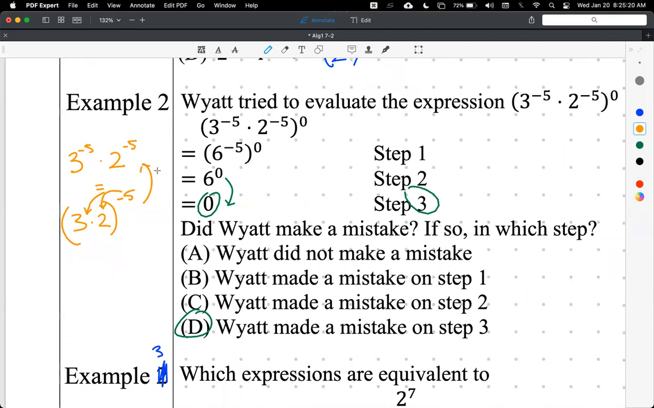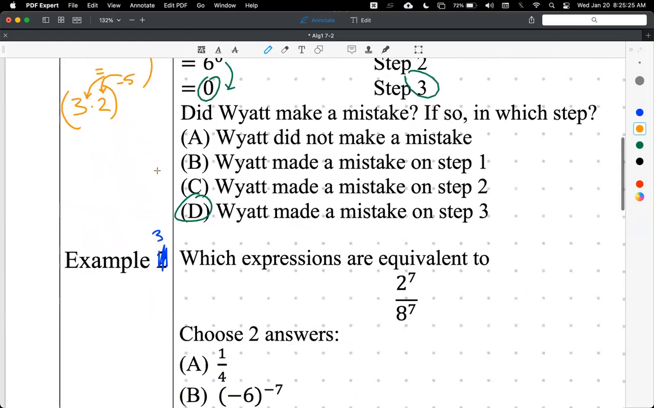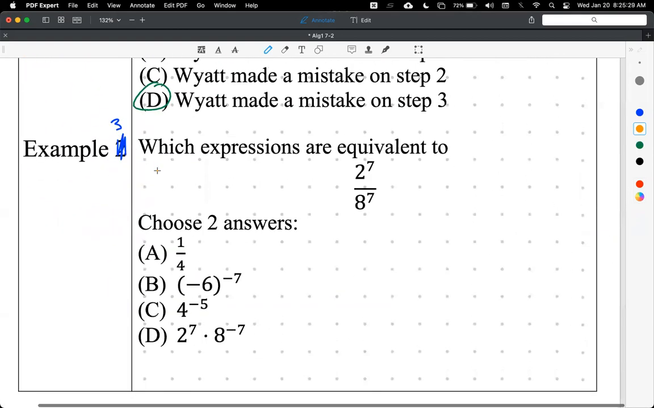Yeah, that's tricky. But the main mistake was that anything to the power of 0 should be 1. And let's move on to example 3, and we'll be done. Which expressions are equivalent to 2 to the power of 7 over 8 to the power of 7? Ah, Mr. Sindel, those are different bases. We're not allowed to do that.